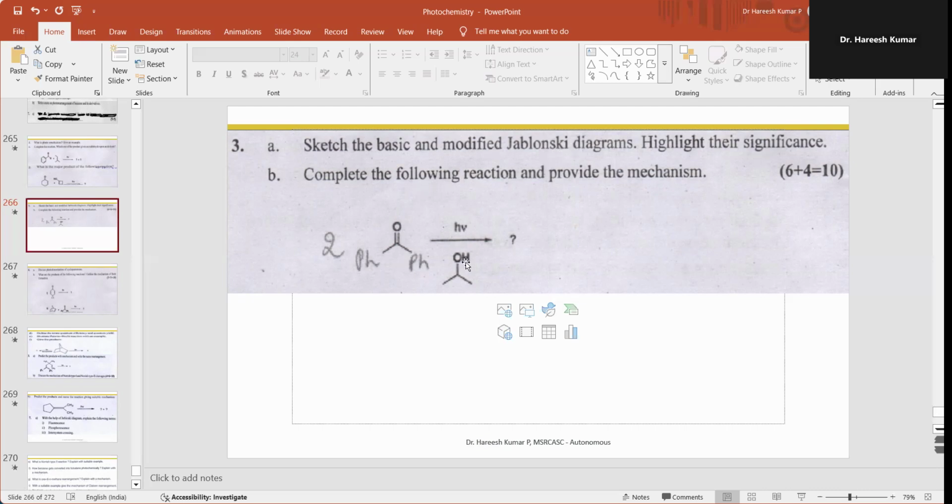Then complete the following. This is again the photochemistry of carbonyl compounds, meaning photoreduction. Reduction takes place. Pinacol formation, where to show that. Benzhydrol formation, where to show that. That you can write with the mechanism. Then I will go to the next slide.